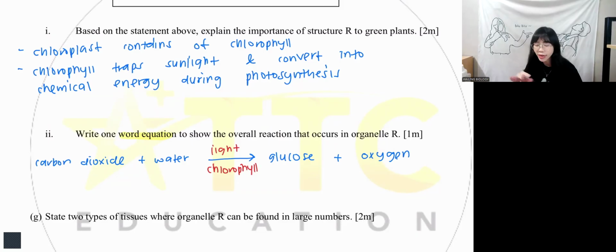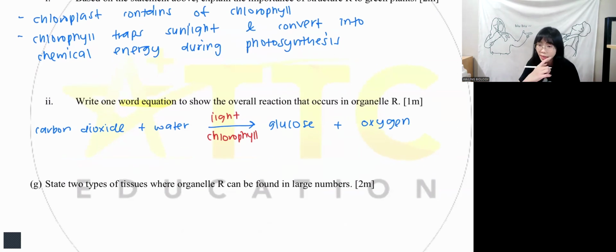No energy. Don't have to write energy. In equation, there's no need to write energy. The chemical energy is the glucose. So don't need to write the energy anymore. The chemical energy is actually the glucose. Okay, next. So this is a word equation, guys.